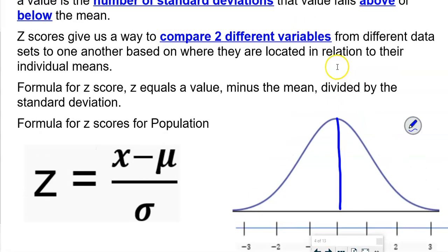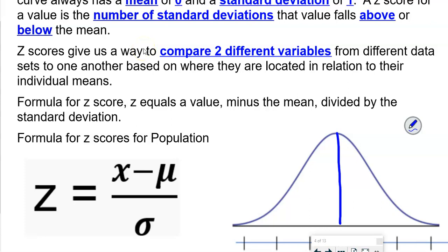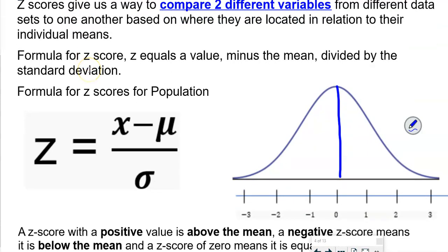And the standard deviation of 1. So a z-score for a value is the number of standard deviations that the value falls above or below. So basically, if we start looking at this curve, then this is 1 above, that's 2 above, that's 3 above, right there. And then we got our 1 and our 2 and our 3 out here, right?